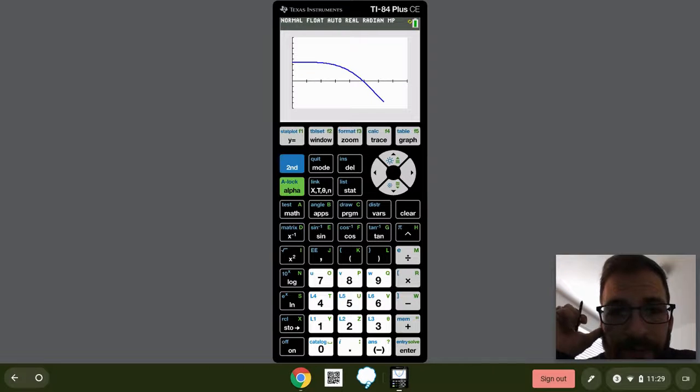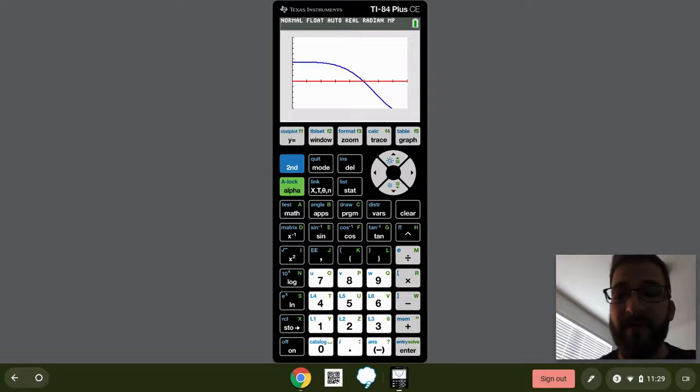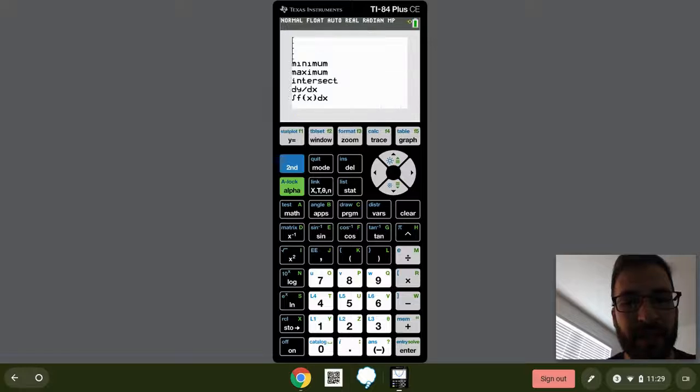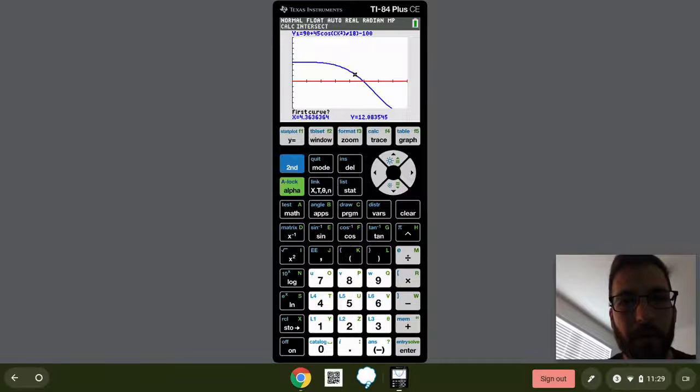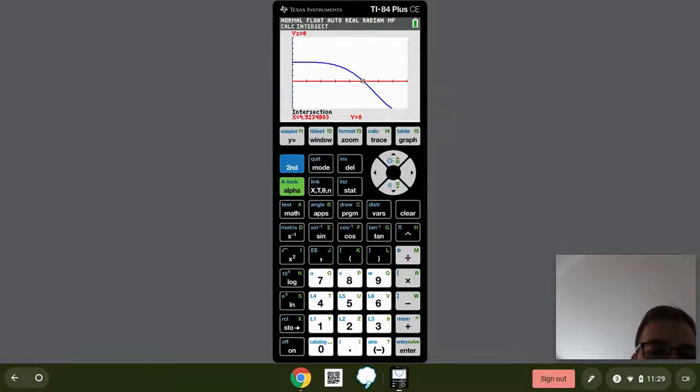There we go. Okay, so we only have one spot where we're crossing 0. We are going from positive to negative, so it is a maximum. So let's go to second calculate, option 5 to find that intersection point. Enter, enter, enter, and we get 4.92348.